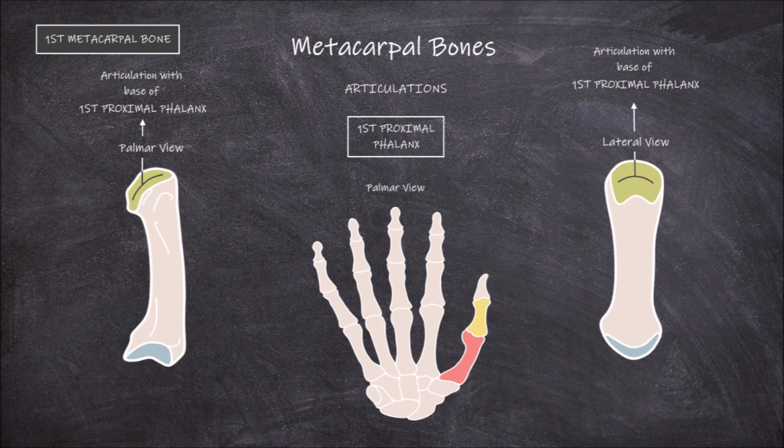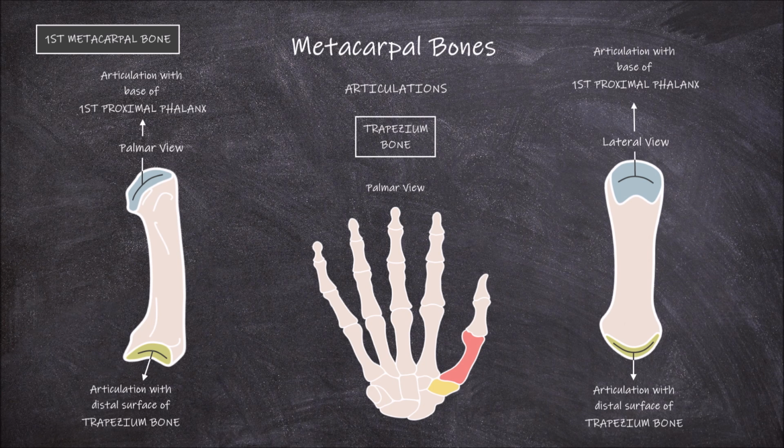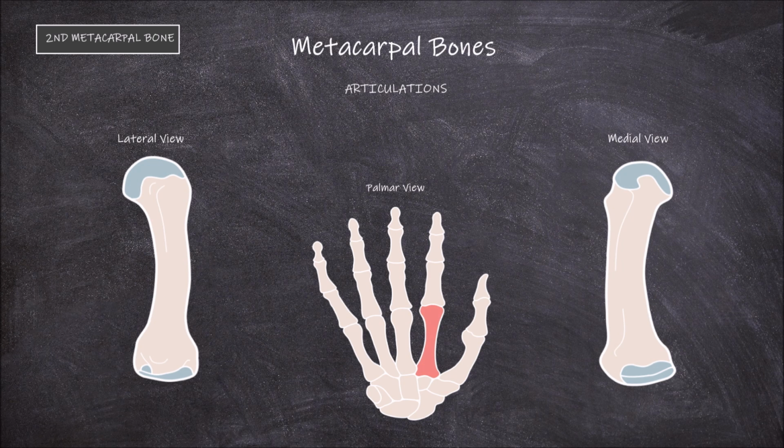The second articulation is with the trapezium bone. The facet on the proximal surface of the first metacarpal bone articulates with the facet on the distal surface of the trapezium bone. Let's now move on to the second metacarpal. This bone articulates with 5 other bones. The first of these articulations is with the second proximal phalanx.